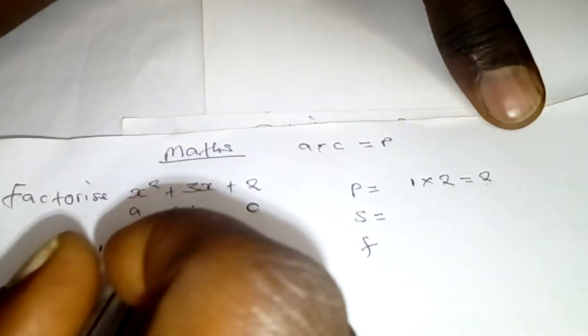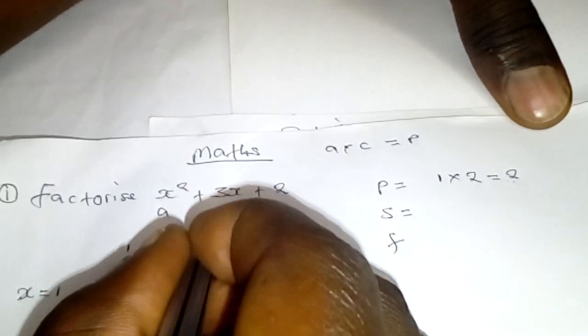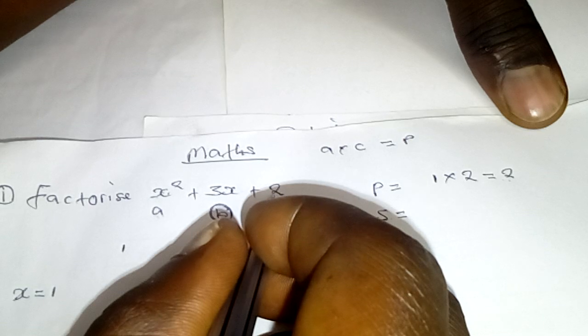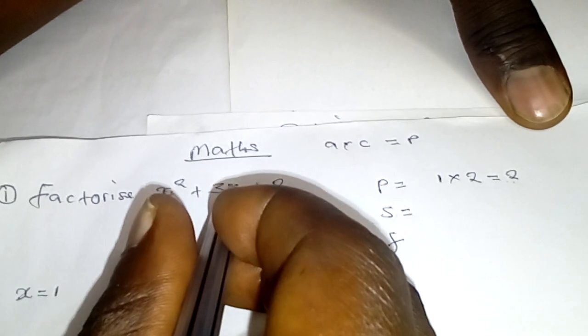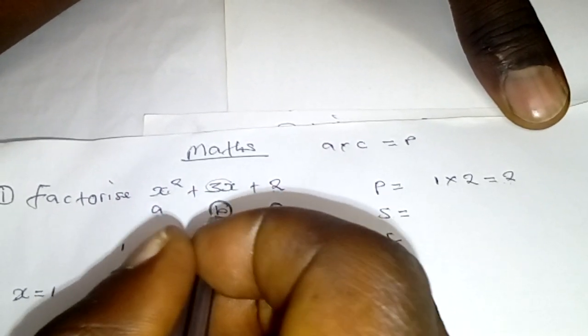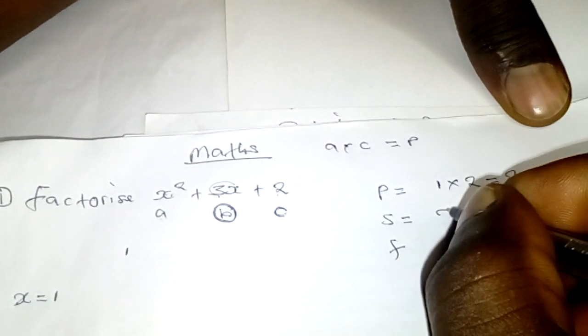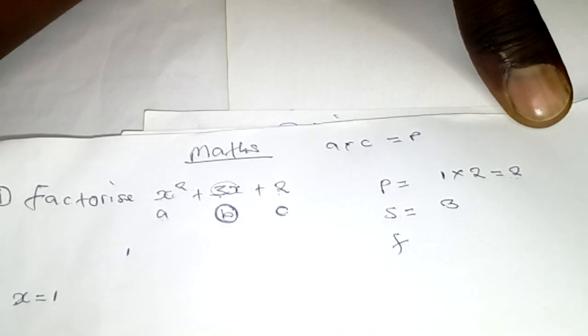If you have a product, then let us find the sum. How do you find the sum? The sum is the number which is in the middle here between x to the power 2 and 2. The number which is found here is the sum. So the number which is here is a 3. So our sum is 3.